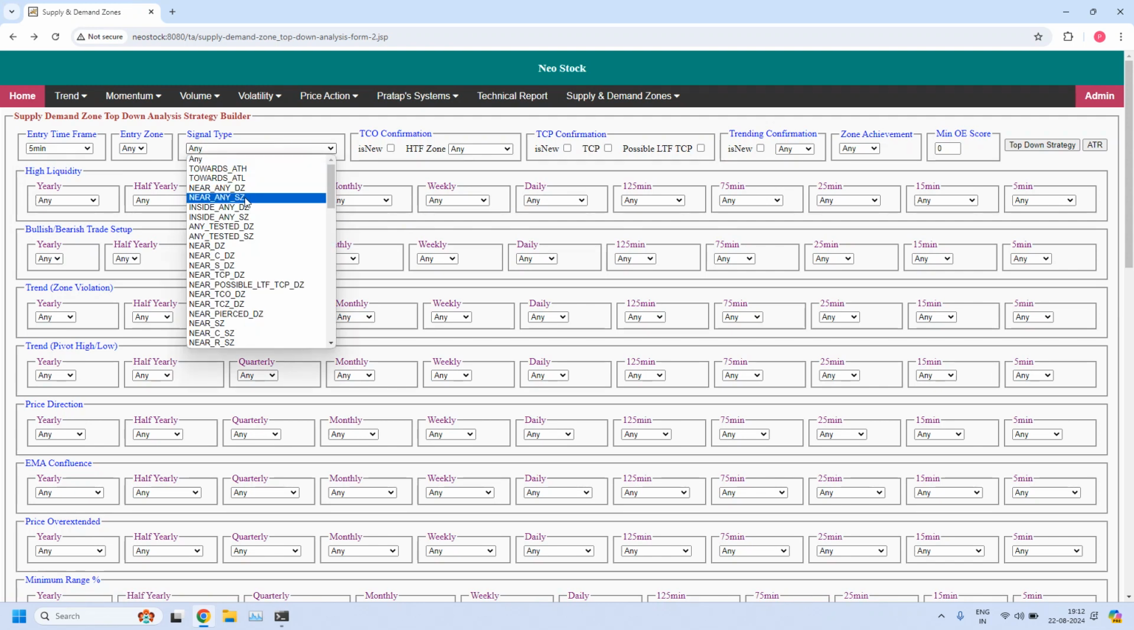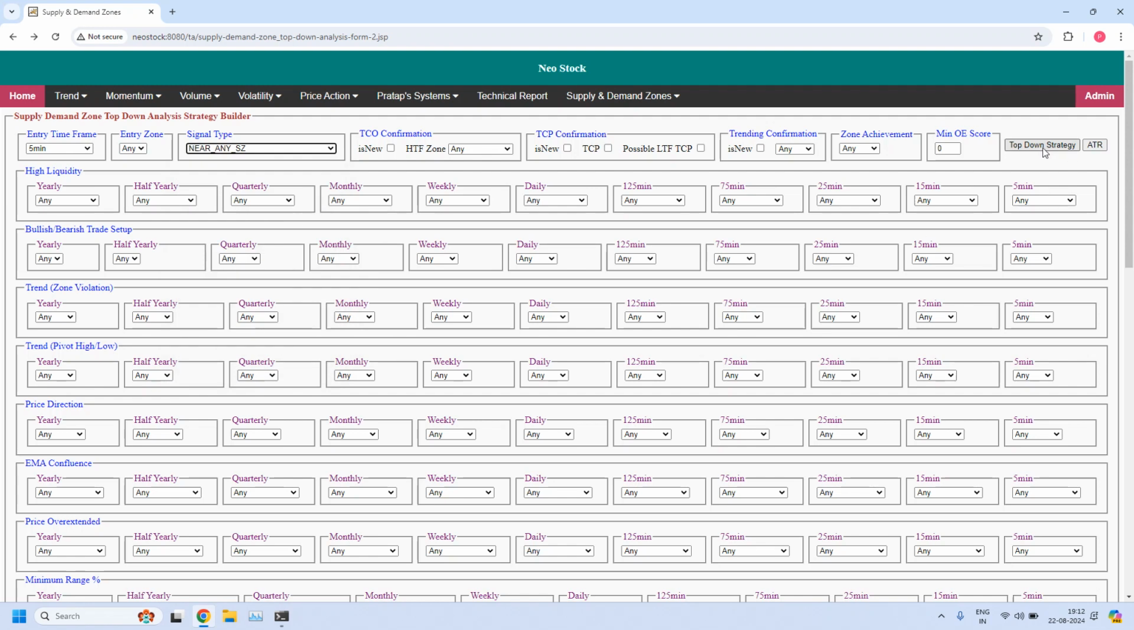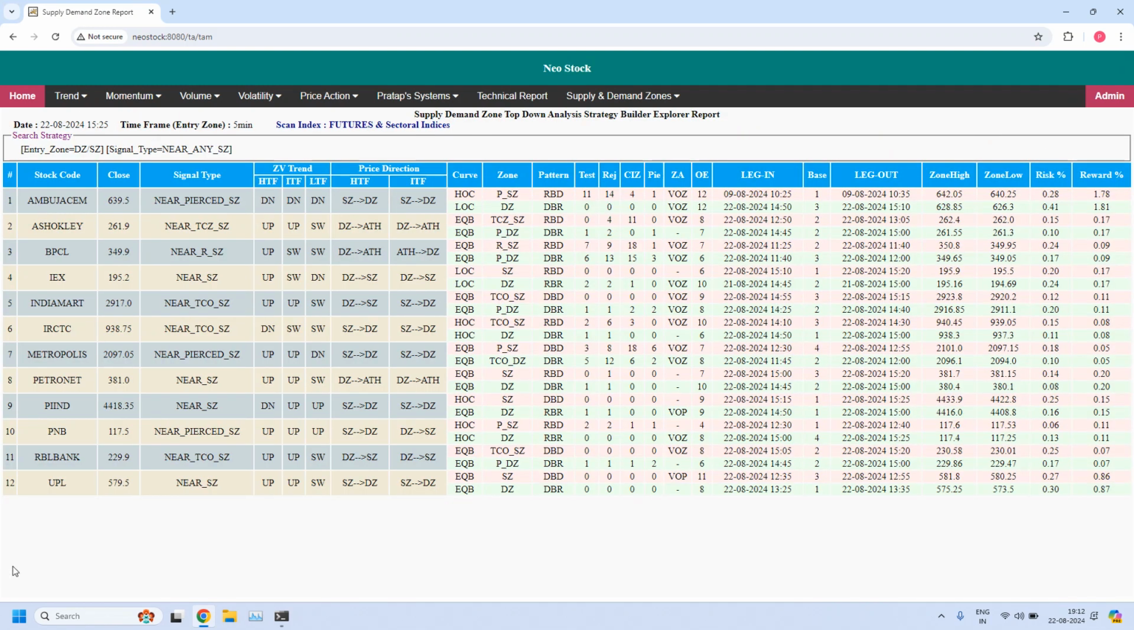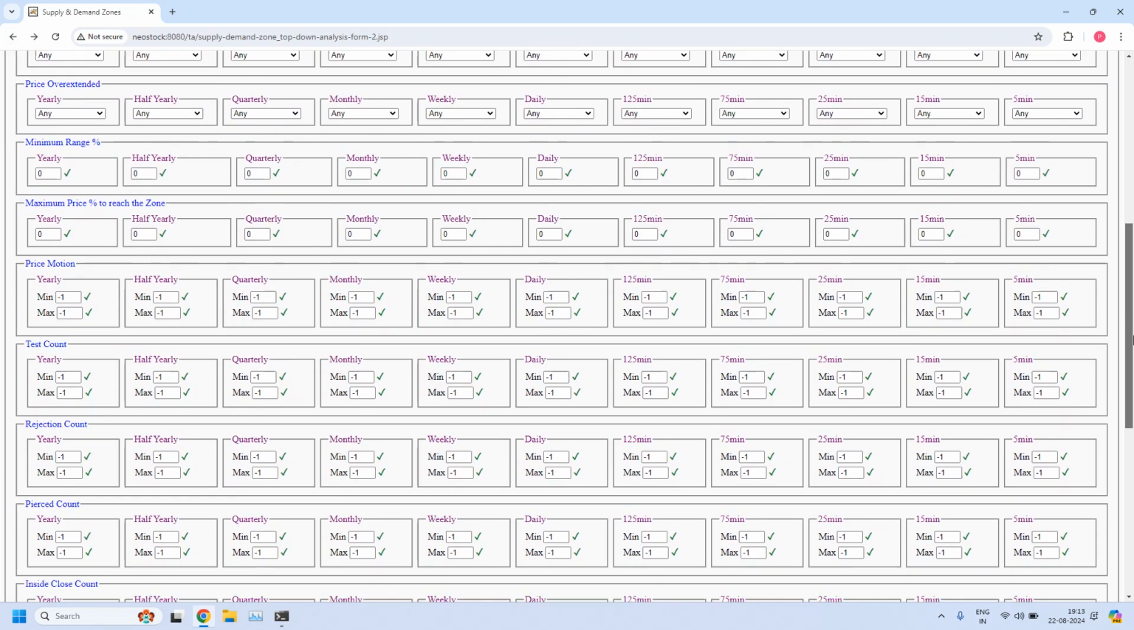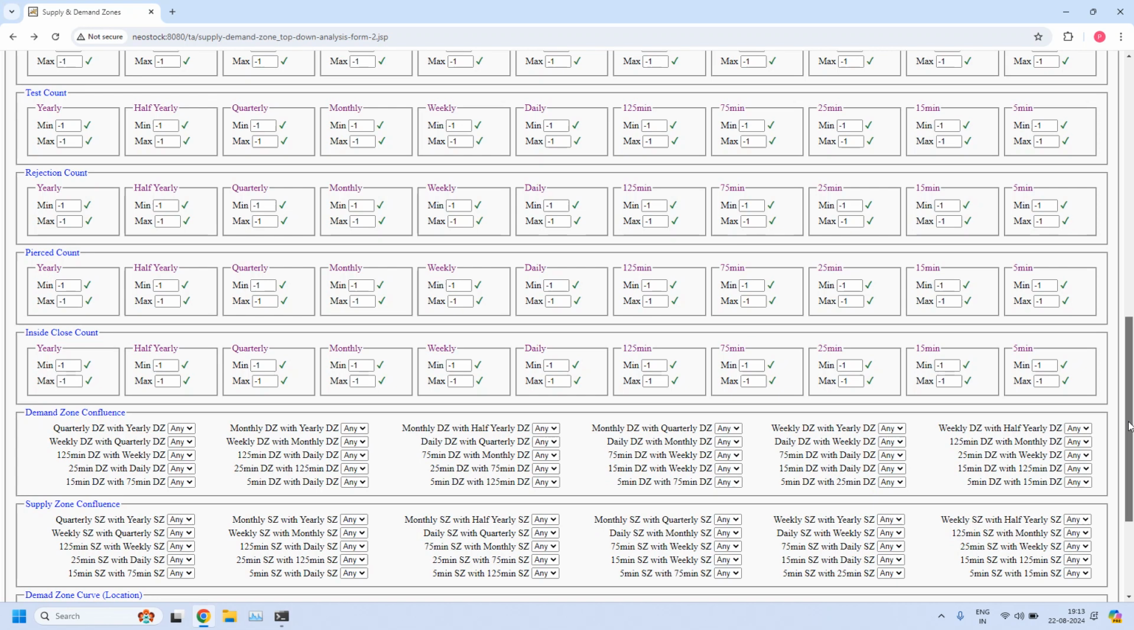Let us find the stocks near the 5 minute supply zone. 12 stocks are filtered, and these 12 stocks are near the 5 minute supply zone, but we need to look for supply zone confluence. That means the 5 minute supply zone with ITF, that is the 15 minute supply zone. So in the supply zone confluence, the 5 minute supply zone with the 15 minute supply zone, I am enabling.